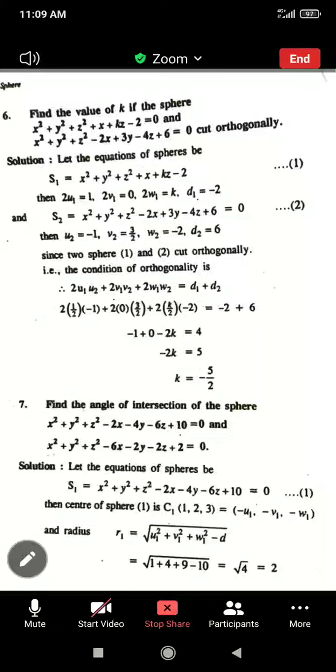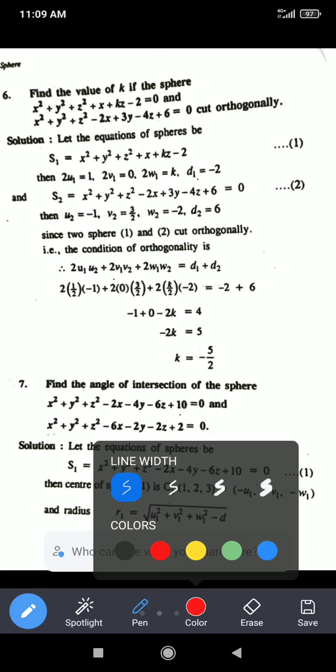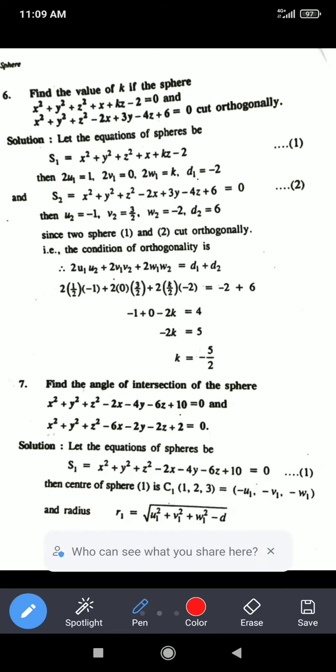Okay. So, more examples on orthogonality. Here the example is like that. Find the value of k if the pair x square plus y square plus z square plus x plus k into z minus 2 is equal to 0, and the other equation, x square plus y square plus z square minus 2x plus 3y minus 4z plus 6 is equal to 0, cut orthogonally. So now solve this equation. You have to find out the value of k.